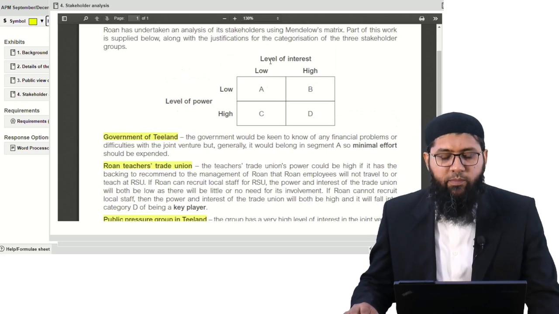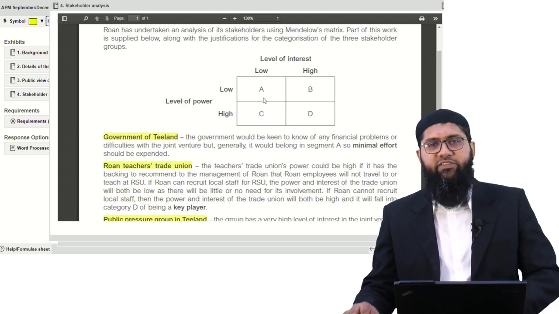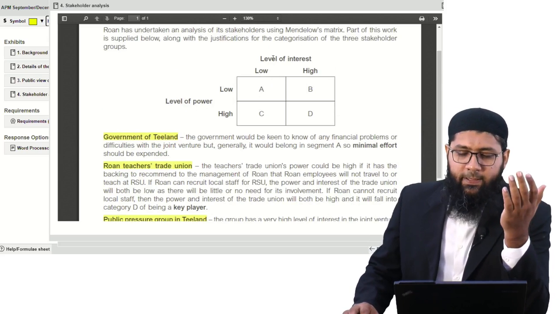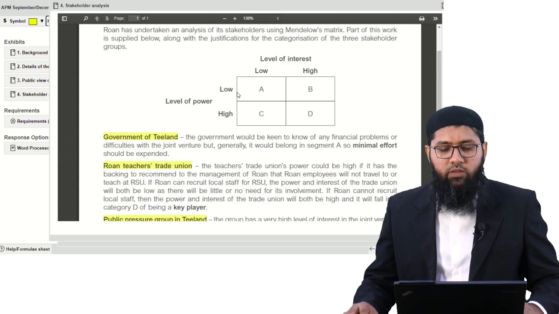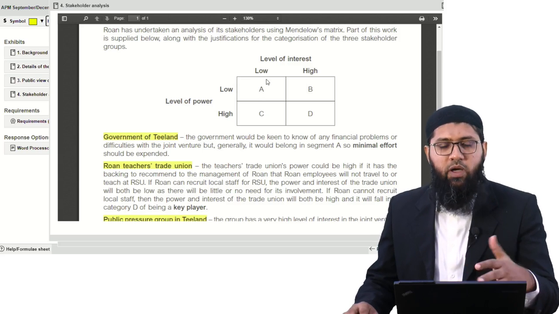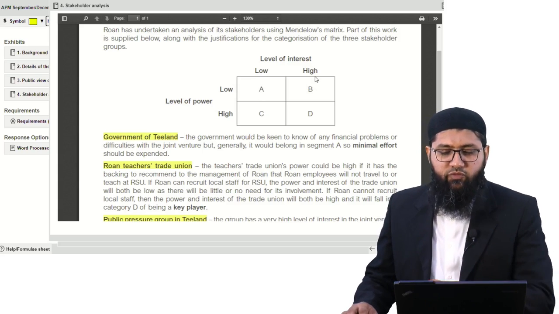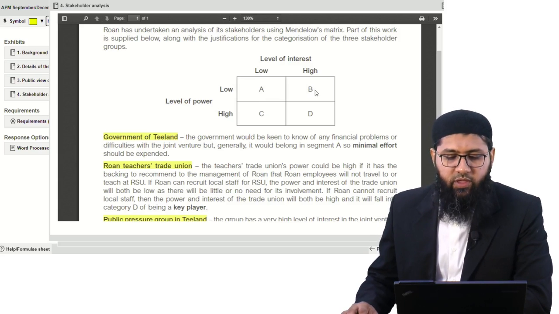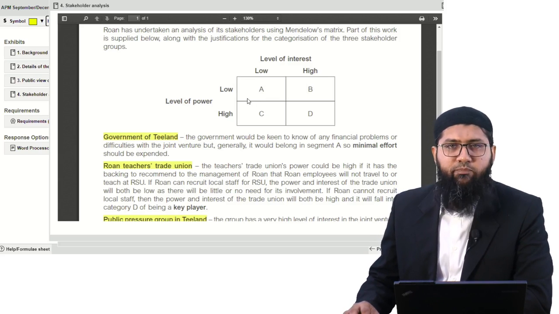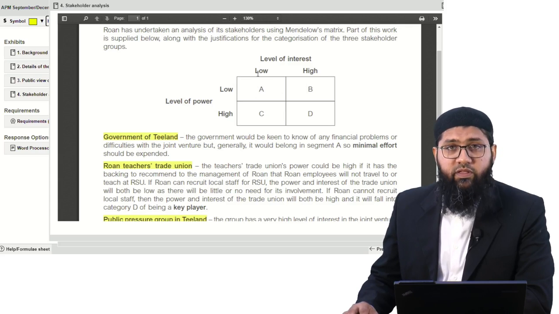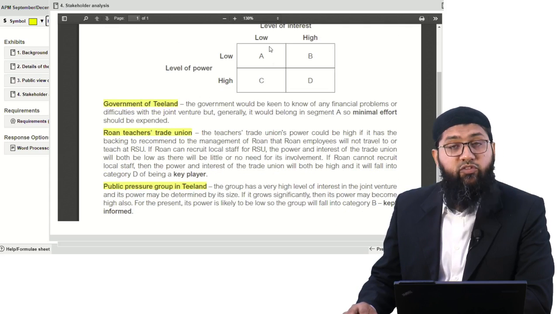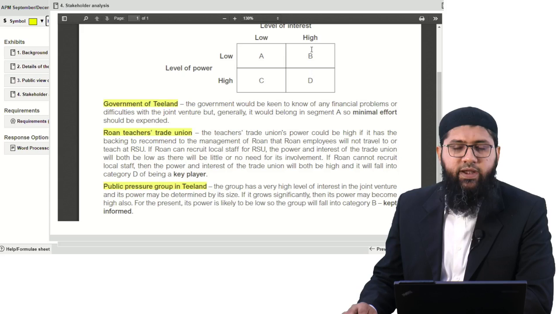And obviously, if you remember Mendelow's stakeholder matrix, it tells you the level of interest and level of power. When you've got a low level of interest and low level of power, minimal effort. When you've got a high level of interest and a low level of power, you just keep them informed. When the level of interest is low but the power is high, keep satisfied. And when both are high, they are the key players.